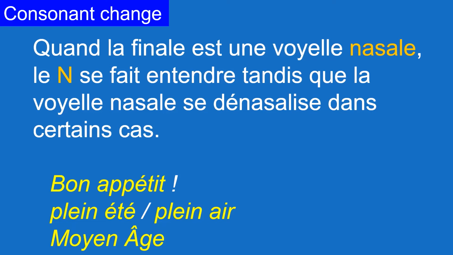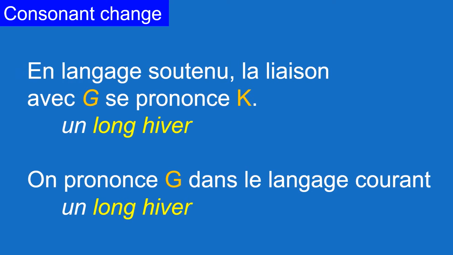In nasal vowels such as on, the final N will be pronounced. Bon appétit, plein été, or plein air, moyen âge. And lastly, in rare occasions, you might even hear the G pronounced like a K. For example, un long hiver. But that's applicable only to formal speech.